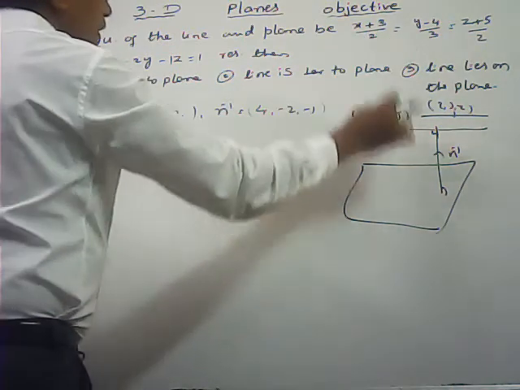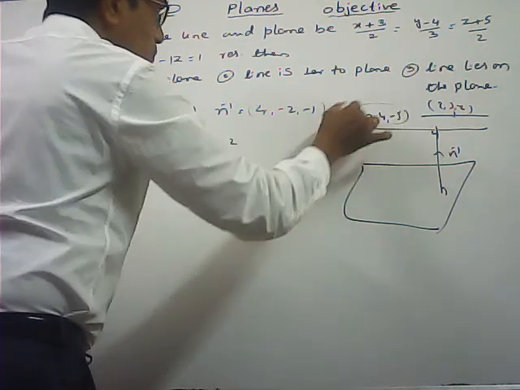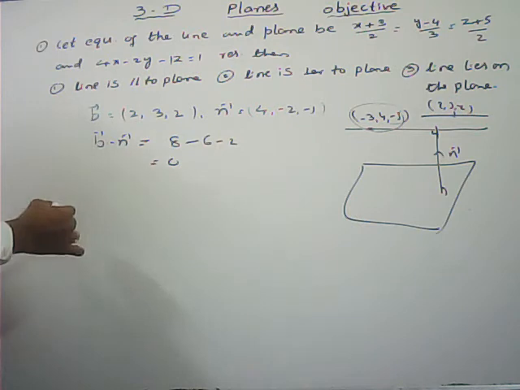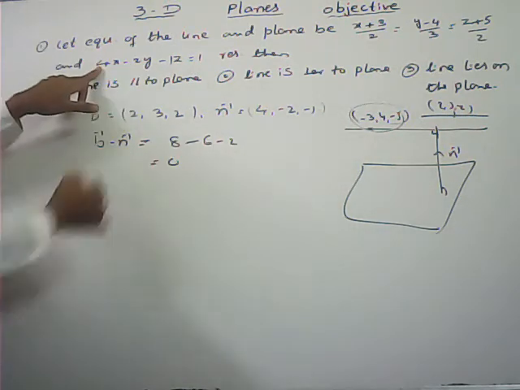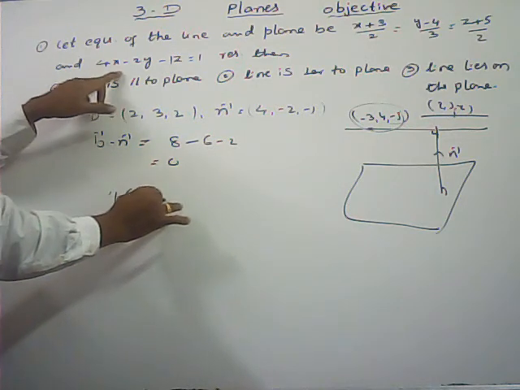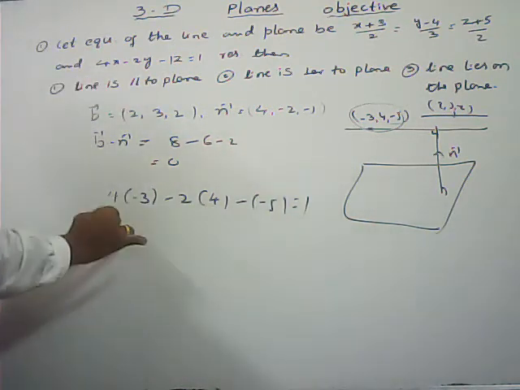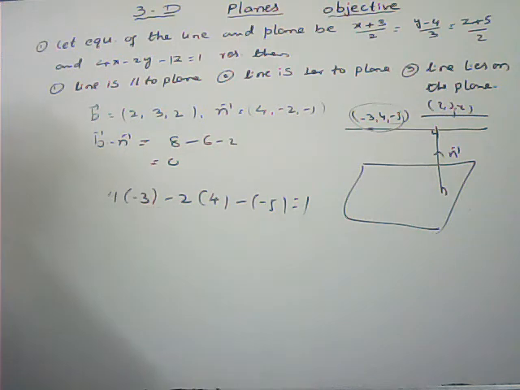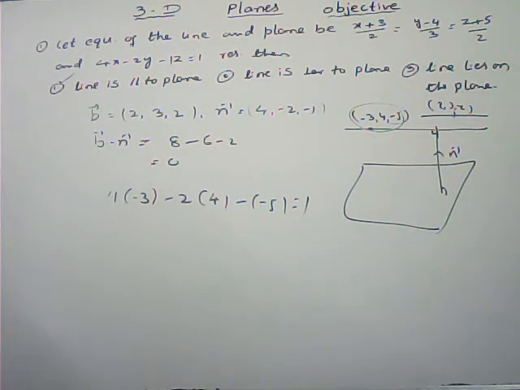If the line lies on the plane, we also get the same thing: b bar dot n bar equals 0. Now we check whether the plane passes through this point or not. In the equation of the plane, in place of xyz, we substitute minus 3, 4, minus 5: 4 into minus 3, minus 2 into 4, minus 5, that should equal 1. All are negatives, so there is no chance to get 1. Therefore, the line doesn't lie on the plane. So the line is parallel to the plane.